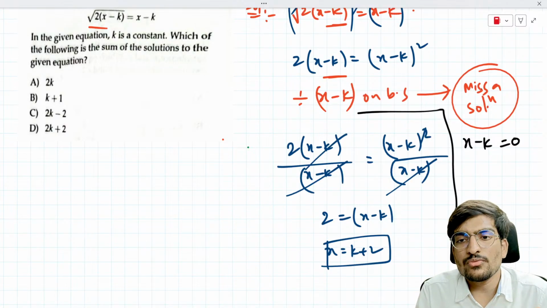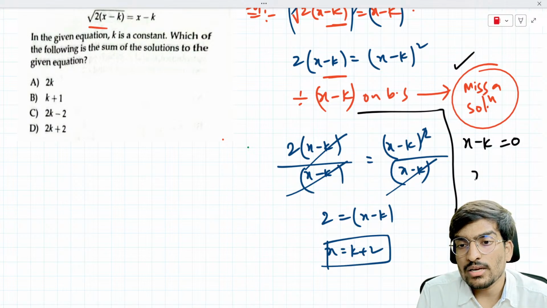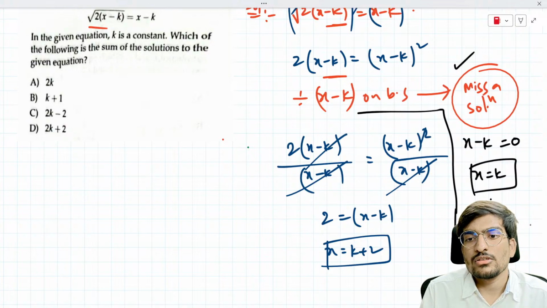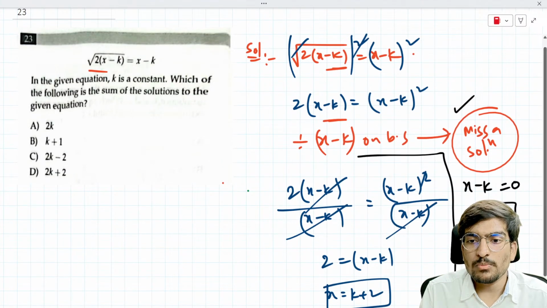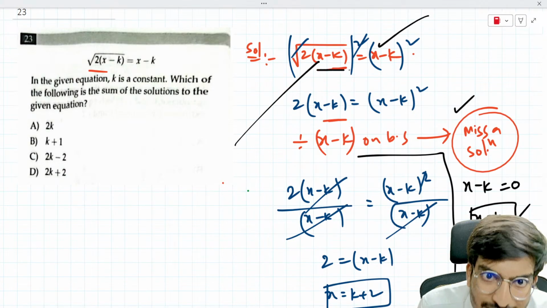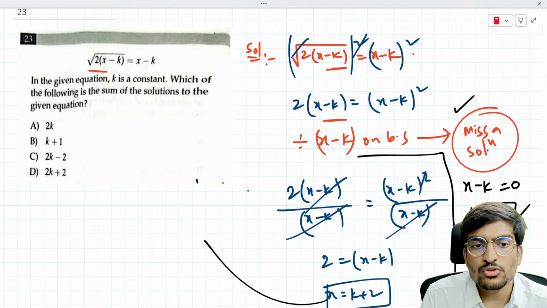So now we already know this concept. If we divide, we'll miss a solution. So we are equating it to 0. So we get the value of x as k. If you plug in those values, it will work. If you plug in x value as k, you get k minus k, 0, k minus k, 0 here. So it's going to be 0. Even if you do the other value, it's going to work.